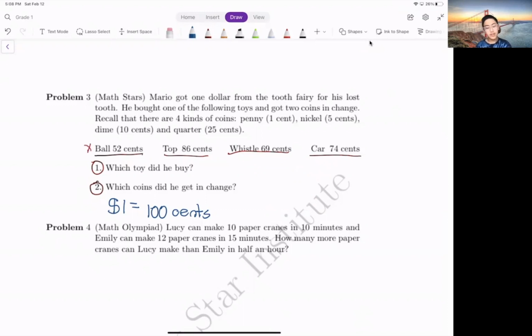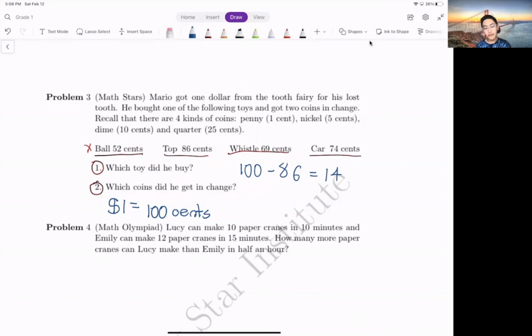Next, if he bought the top, let's see. 100 cents minus 86 is 14 cents. And now let's play around with 14 to see if we can make 14 cents out of 2 coins. So let's see, this time we know that we cannot use the quarter since that's too much, and we cannot use the penny because that's too little. So therefore we must use a nickel and a dime.